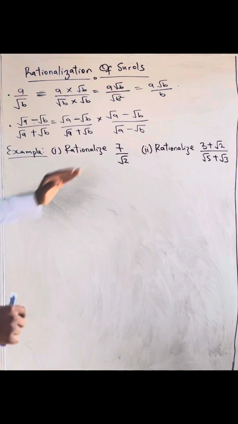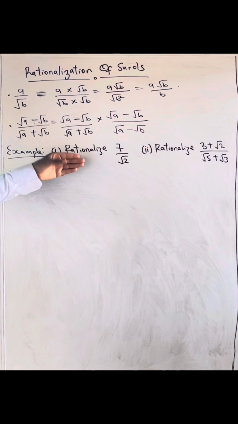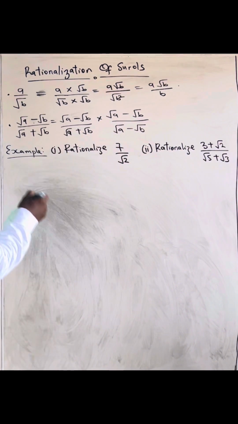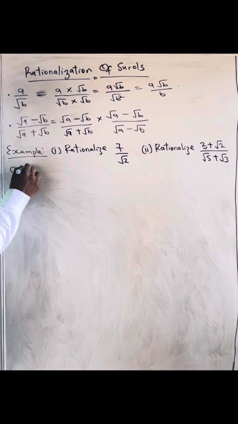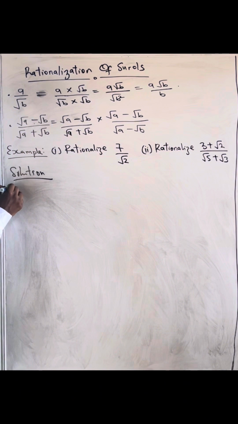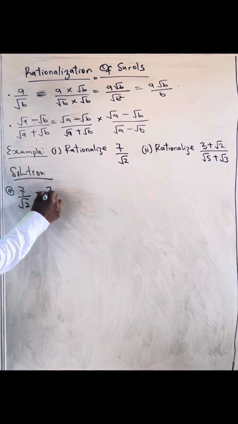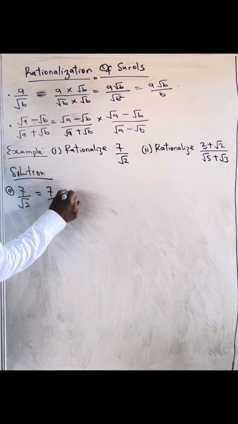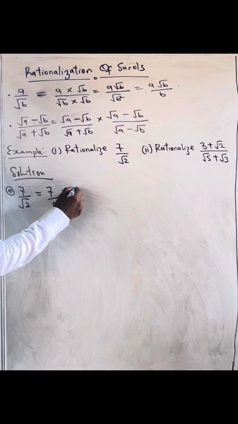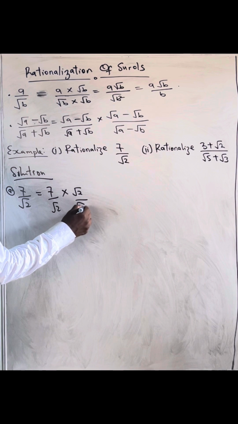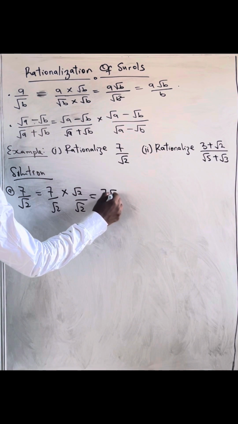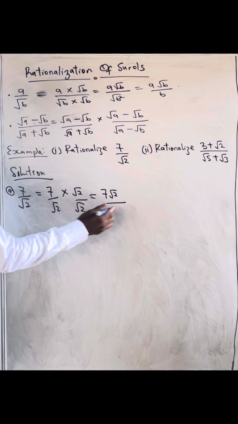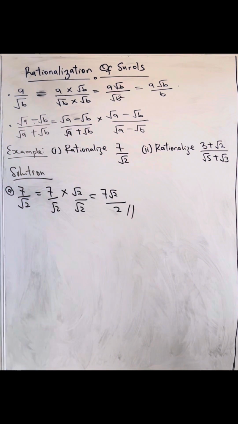Now let's look at some examples for better understanding. The first question here is: rationalize 7 over root 2. Solution: since I am to rationalize 7 over root 2, that will be 7 over root 2, multiplying the numerator and denominator by this denominator, times root 2 over root 2. So that will be 7 root 2 over, what is root 2 times root 2? That is 2, and this is the final answer. So that's how to do it.